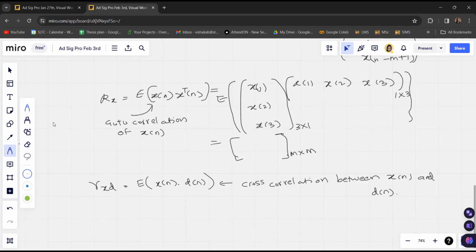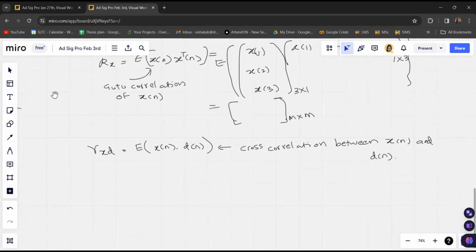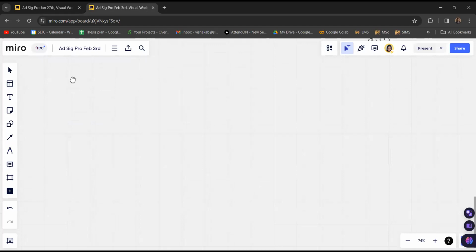So those are the definitions that are required for this analysis, where we are going to find the optimal filter coefficients. So the goal is to find the optimal filter coefficients. If we consider a scenario where the number of samples k is bigger than the number of filter coefficients m, we are going to consider vectors.